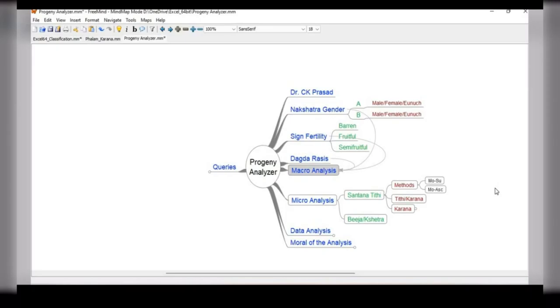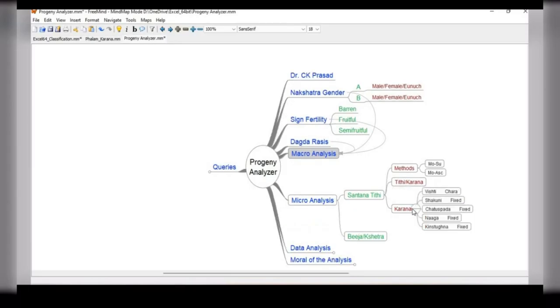There are two methods there. And from that Santana Tithi, we get a Tithi Karana also. Some Karanas are good, some Karanas are bad. We have these negative Karanas, Vishti Karana, and all the fixed Karanas, which are also bad.